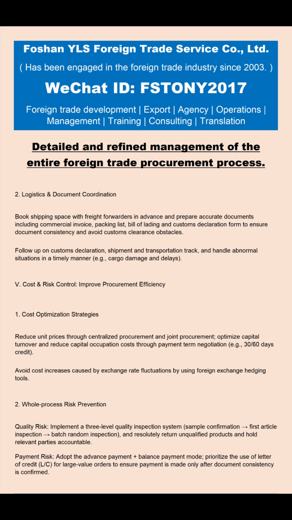Follow up on customs declaration, shipment, and transportation track, and handle abnormal situations in a timely manner, for example, cargo damage and delays. V. Cost and risk control. Improve procurement efficiency. 1. Cost optimization strategies. Reduce unit prices through centralized procurement and joint procurement.